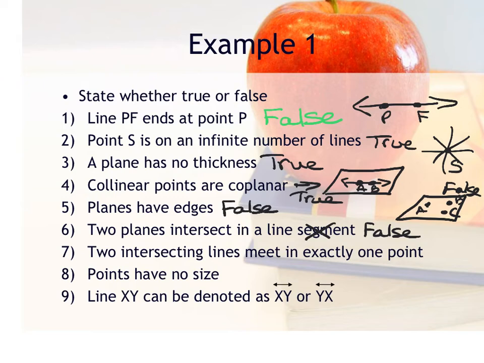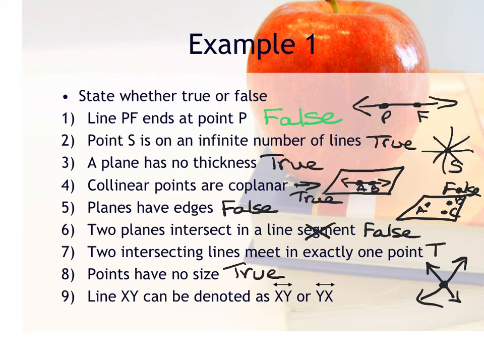Number 7, 2 intersecting lines meet in exactly 1 point. And that is true. So if you have 2 lines and they intersect, X marks the spot. So they always meet in 1 point. Number 8, points have no size. True.